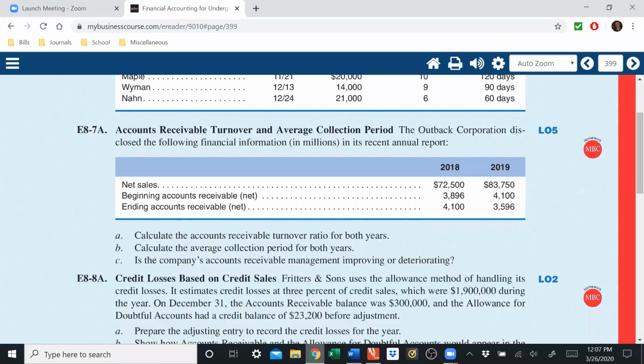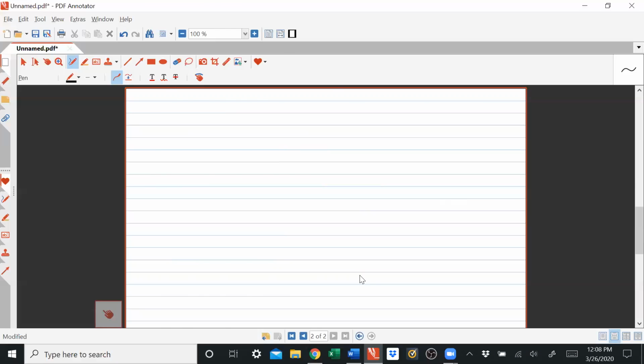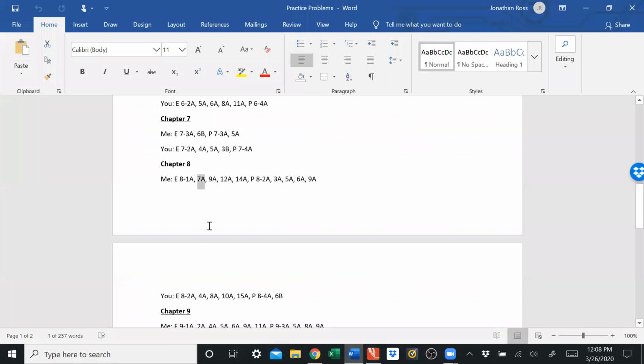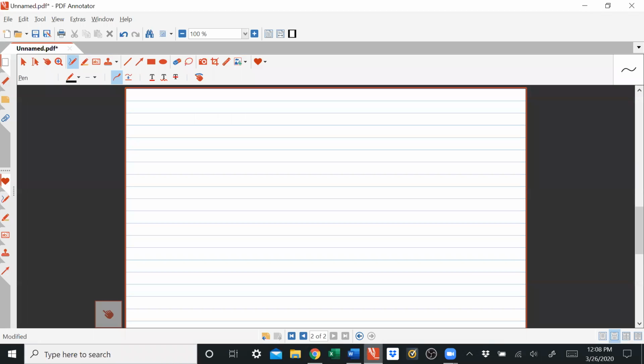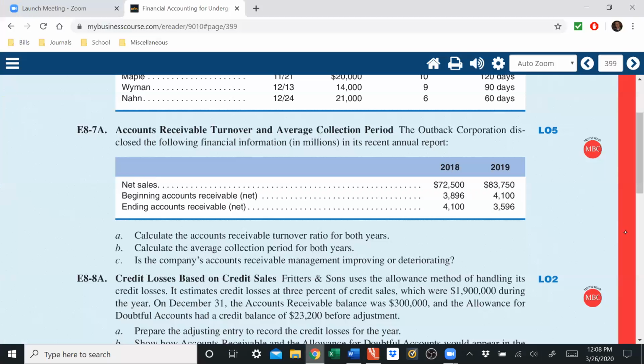Anyway, let's do the next one. Let's see, what's the next one? 9A. Let's do 9A. Where'd 9A go? I guess it was on the previous. Here we go.